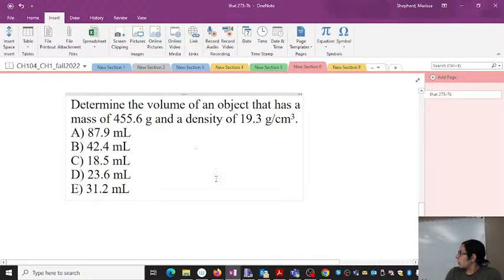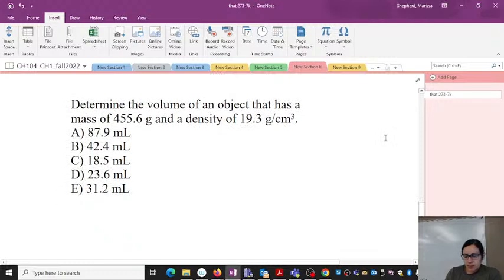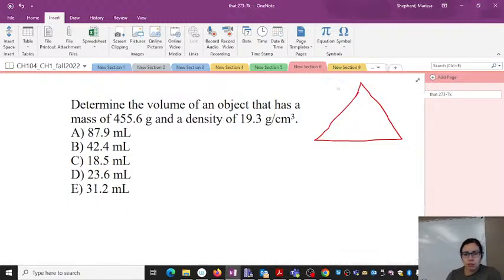So see if you can try this next one. You at least have answer choices to help you. Don't forget the triangle trick. I can rewrite the triangle, but see if you can determine the volume of an object that has a mass of 455.6 grams and a density of 19.3 grams per centimeter cubed.